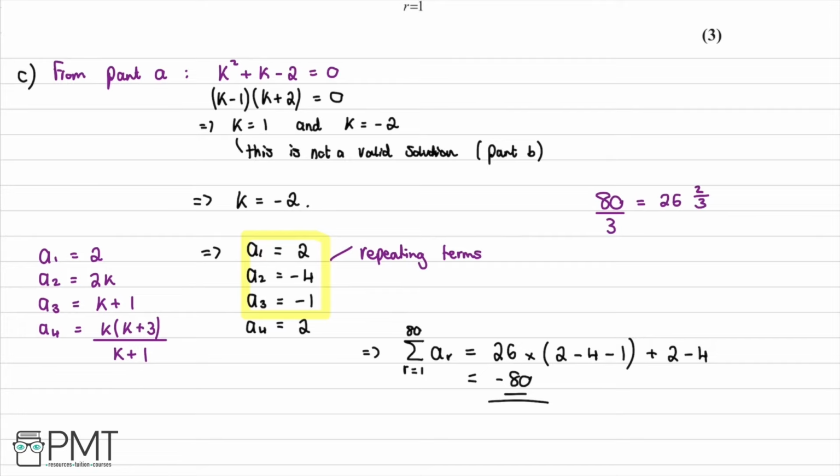This question was worth 3 marks, and we received our first mark for deducing that the repeating terms were going to be 2, negative 4, negative 1. So that was here we got our first mark. We then received our second mark for knowing to multiply these three terms by 26, and then adding on 2 and negative 4. And then we received our third and final mark for concluding with the correct answer, which was negative 80.